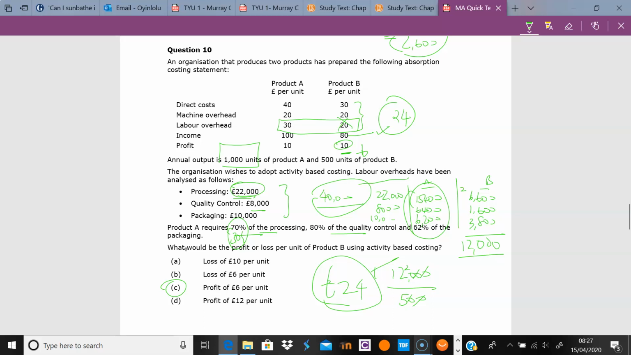Because you can add it again. You can do 80 minus 30 plus 20 plus 24, and you will get 74, and then that gives you a profit of 6. Right? Great stuff. Cool, and that brings us to the end of our quick questions from Quick Test 2.